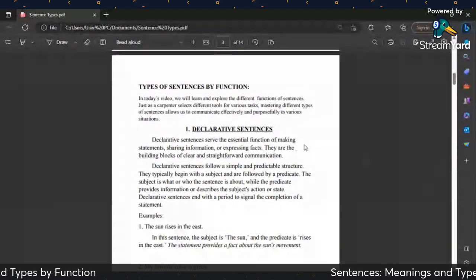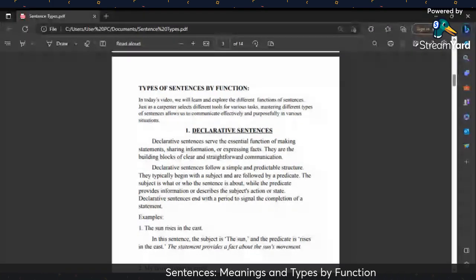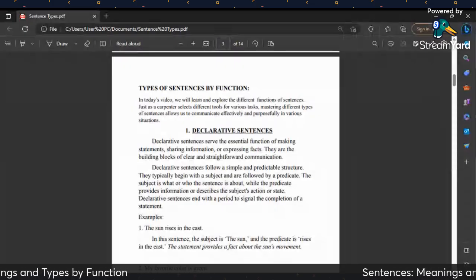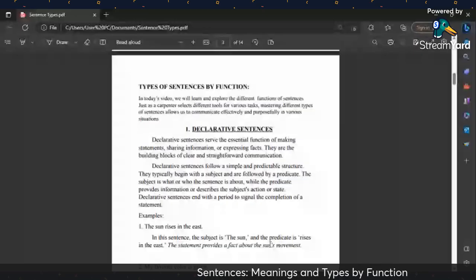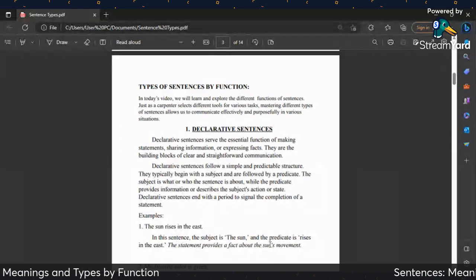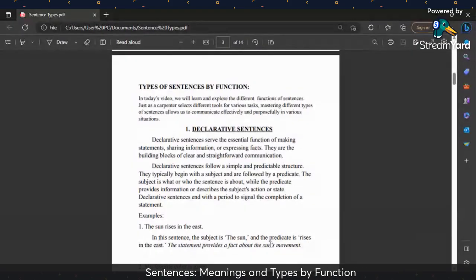So today we are going to dive into types of sentences, because this class is mainly on the grammatical functions of sentences. We have different types of sentences. We have sentences by structure, but today we are going to learn how to make use of sentences by function, the functions of sentences.